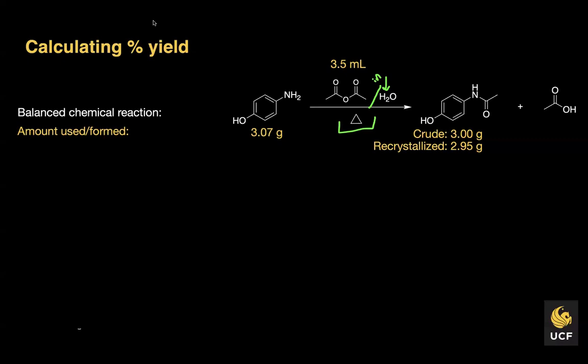Okay, so we take a look at the balanced reaction, and then whatever amount we start off with, the experiment calls for about 3 grams. I weighed 3.07 grams, and I measured 3.5 milliliters. Something to keep in mind, and then the mass of the crude product and the mass of the recrystallized product is shown. So based on the experiment, for every 1 mole of reactant, we have 1 mole of product. For every 1 mole of acetic anhydride, we have 1 mole of product as well. So it's a 1-to-1 ratio.